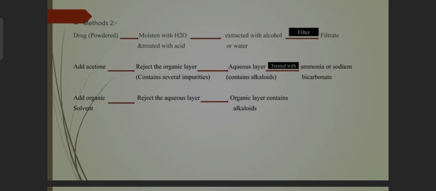Method second: the drug powder is moistened with water and treated with acid, then extracted with alcohol or water, then filtered. Add acetone, then reject the organic layer, which contains several impurities. The aqueous layer contains the alkaloids; treat with ammonia or sodium bicarbonate. Add organic solvent, then reject the aqueous layer. The organic layer contains the alkaloid.